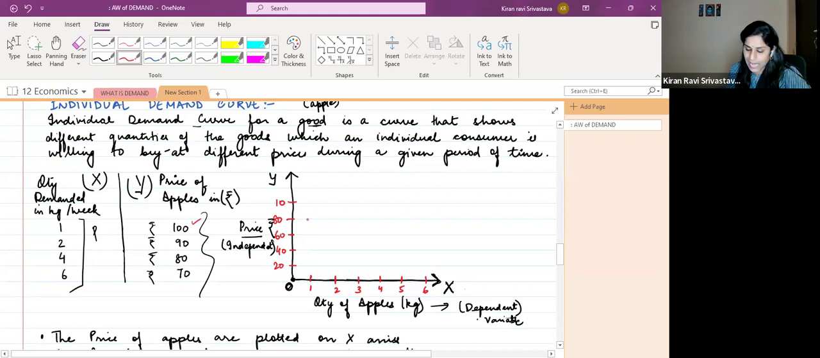Now, see how I am plotting on the graph. All of you, please pay attention. Don't do it in your notebooks. Listen to what I'm saying because this part is very important. So I have plotted the price here and I have plotted the quantity of apples here.